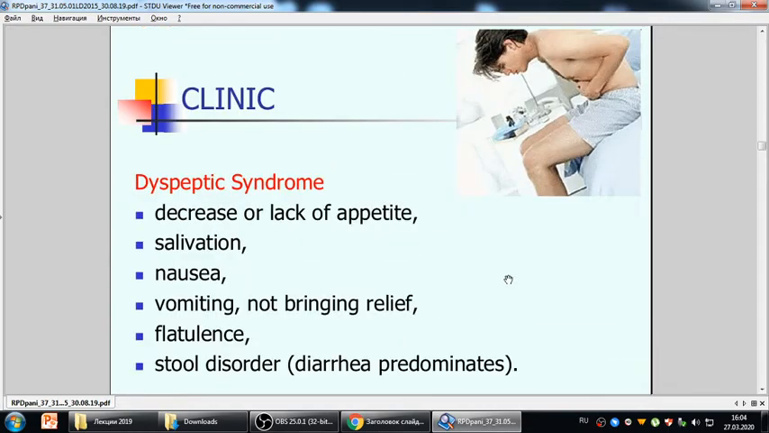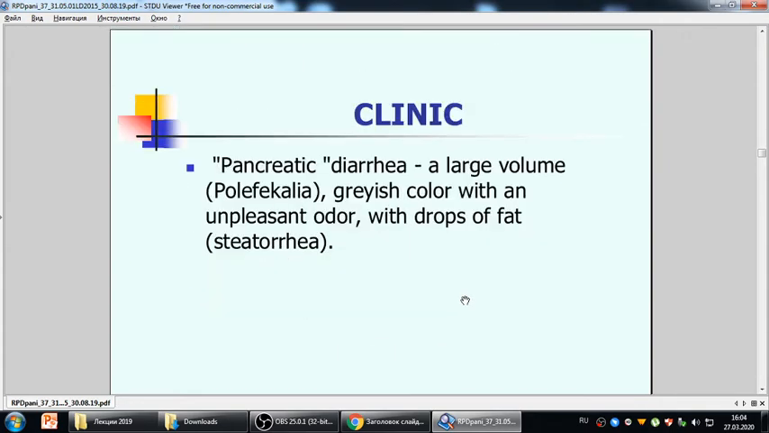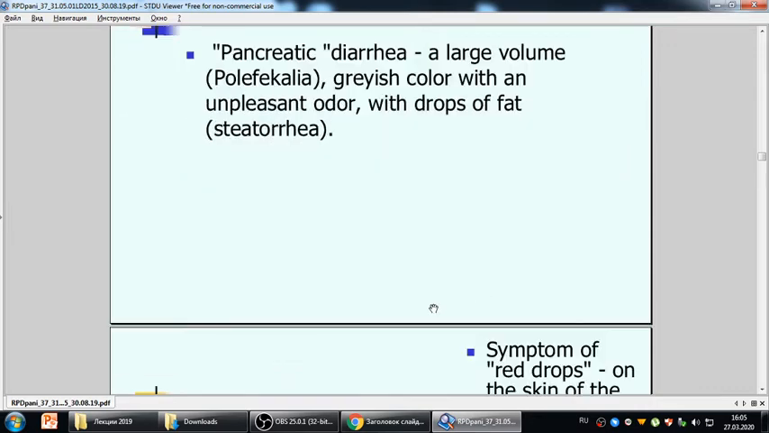Clinically, pancreatitis and pancreatic insufficiency syndrome can also be represented by dyspeptic syndrome: decrease or lack of appetite, salivation, nausea, vomiting not bringing relief, flatulence, and stool disorders such as diarrhea. Diarrhea predominates in this clinic. And clinically, pancreatic diarrhea, what does it mean? It's a large volume, polyfecalia, grayish color with unpleasant odor, with drops of fat because of steatorrhea.